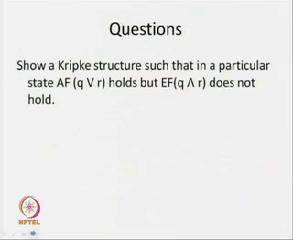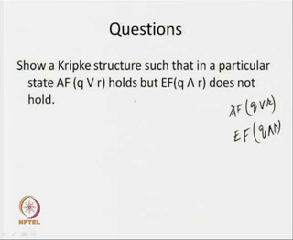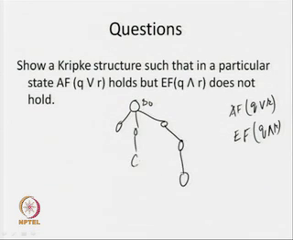Now we are saying: show a Kripke structure such that in a particular state, in all paths in future q or r is true, but there exists a path in future where q and r is not true. Now just look at this particular model, say S0. We are having three possible paths.